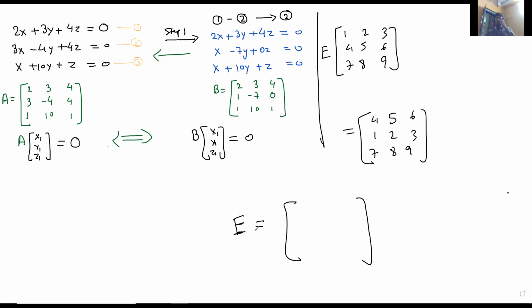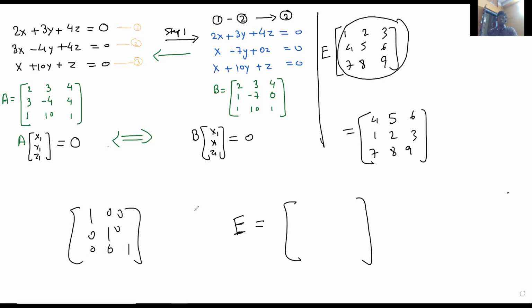Okay. So let me try to say it from the way I've explained, and then I'll try to say that in a different way also. Whatever you want to do to this matrix, do that to the identity matrix. So you want to swap the first row and second row of this. Then you take the identity matrix and swap its rows. Okay. And that's all.